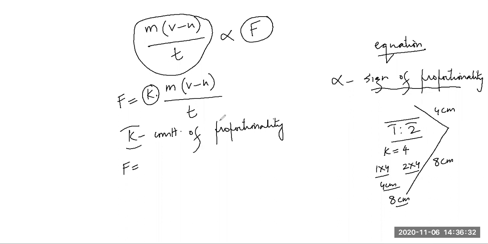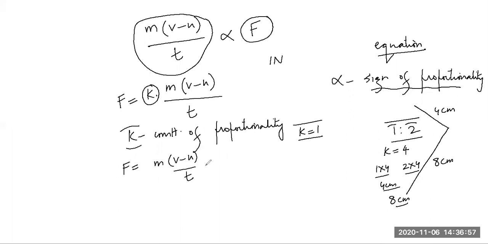But students, the unit of force is taken like this: 1 Newton. The units of mass, v and t are taken in such a way that K ultimately comes out to be 1. So I can say goodbye to K. I can simply say F is equal to m into (v minus u) divided by t.